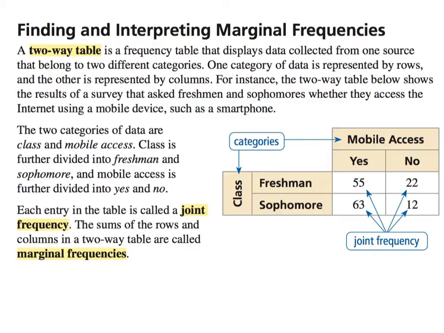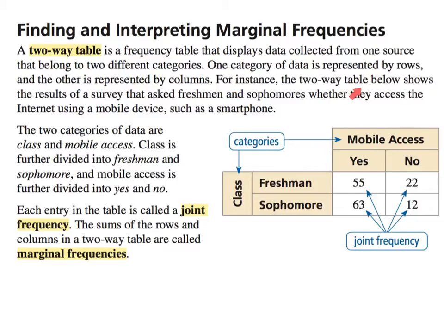So here's your key concept for the first part. Finding and interpreting marginal frequencies. So let's just look over this to see what we're dealing with. So let's look at our chart first. In this chart, we have a class that's either a freshman or sophomore, and then do they have mobile access? Yes or no. So a two-way table is a frequency table that displays data collected from one source that belongs to two different categories. So as you can see here, two different categories. We have the category of class and the category of mobile access.